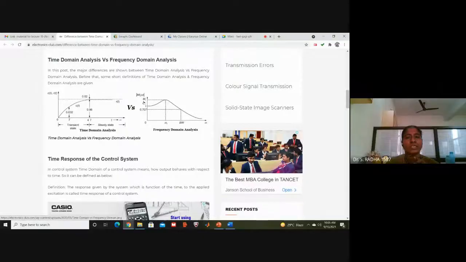This is called resonant peak, resonant frequency. From the maximum, we will calculate 3 dB. So I am coming back to time domain analysis.